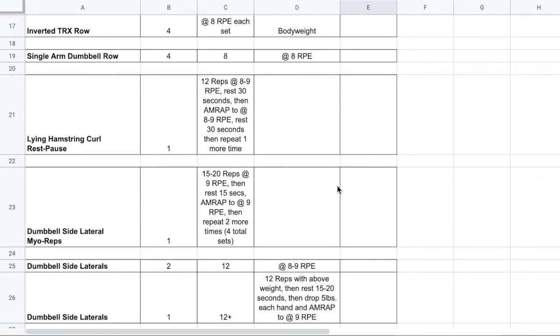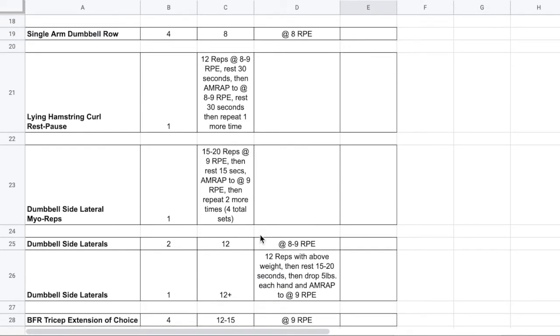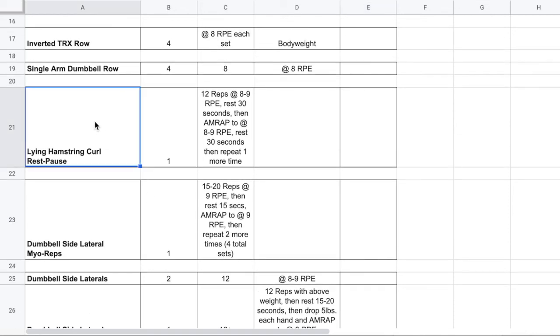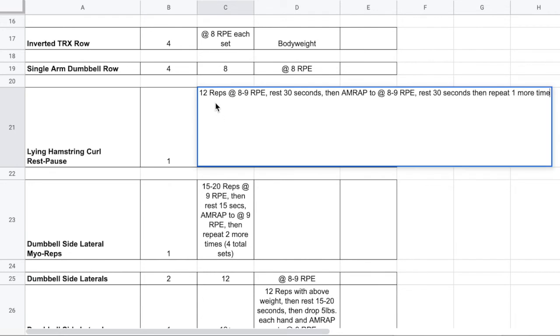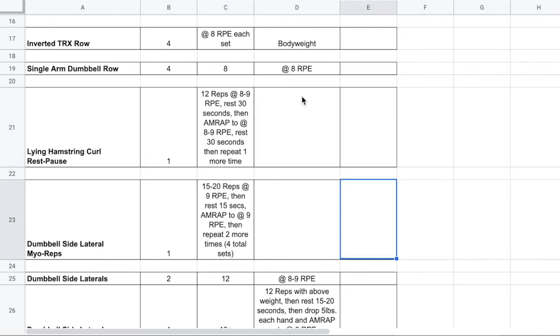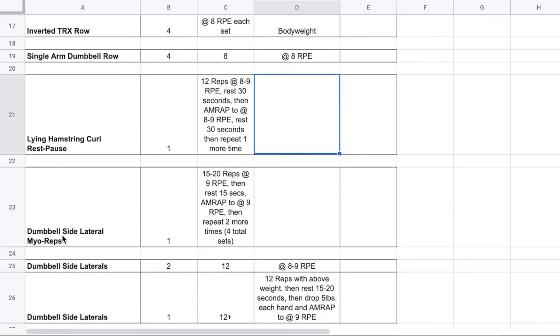So some other ones here. We've got lying hamstring curl rest pause. If you were a bodybuilder back in the day and did Dorian Yates or HIT style training, you're very familiar with rest pause. This is similar to myo reps but not the same. In rest pause, how I programmed this, they would do 12 reps to an 8 to 9 RPE, rest 30 seconds, then AMRAP with that same weight to an 8 to 9 RPE, rest 30 seconds, and then repeat one more time. So basically they're doing 3 sets back to back to back with 30 seconds rest in between with the same weight.